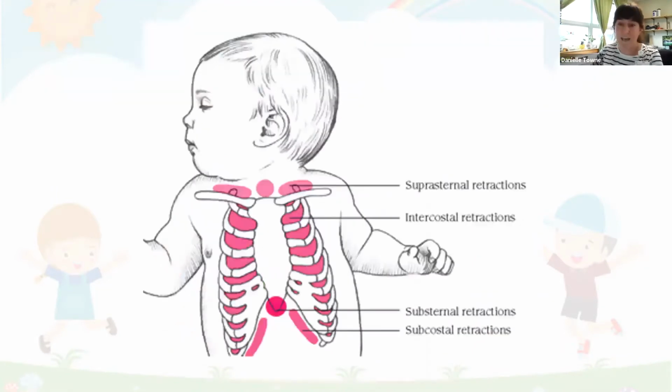You'll see in this next slide, it shows a little bit of the different types of retractions that you can see. The suprasternal retractions are happening right above the clavicle. Your intercostal retractions are occurring in the intercostal space between the ribs. Substernal, you can see right under here, is right under your xiphoid process. And then your subcostal retractions are occurring below the rib. So when you start to see this, that's them really trying to pull so hard and using those accessory muscles to breathe.